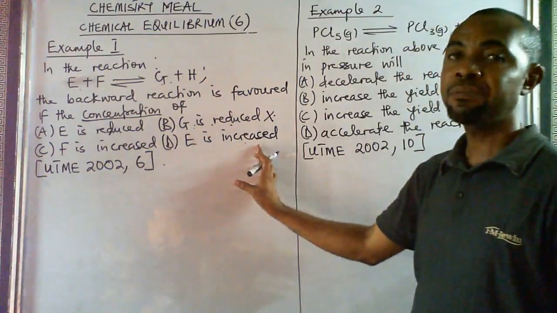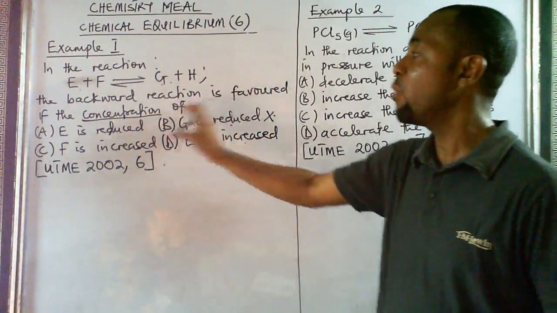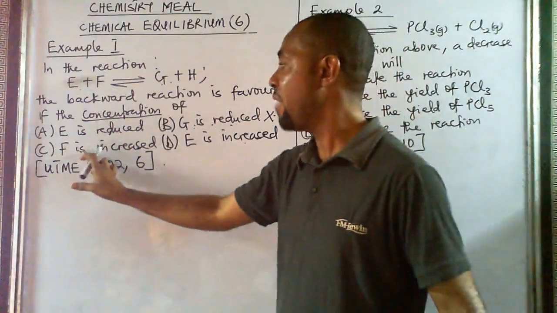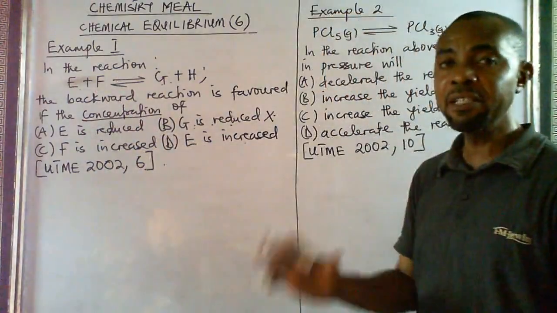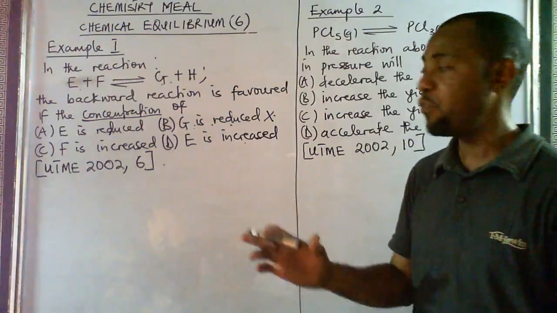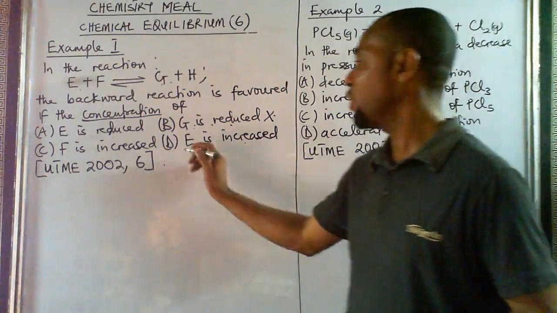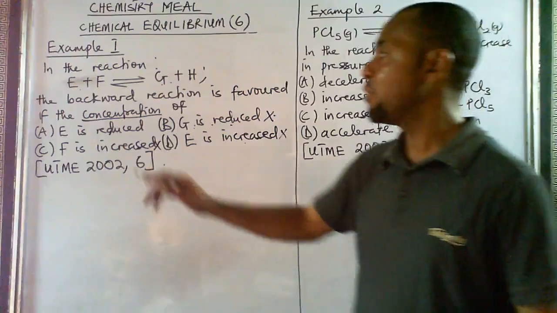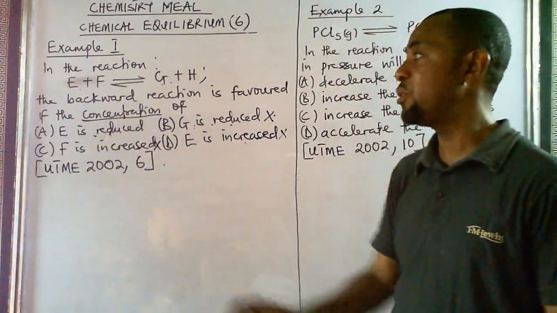So if we increase E, the forward reaction will be favored. But the question is, how can we favor the backward reaction? Then we'll go to this option. F is increased. F is also a reactant. Increasing reactant will favor the forward reaction, right? So this is also off, and this is off. So the remaining now is this. E is decreased, or E is reduced.